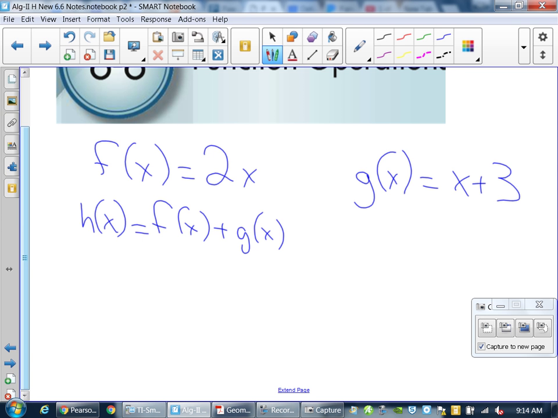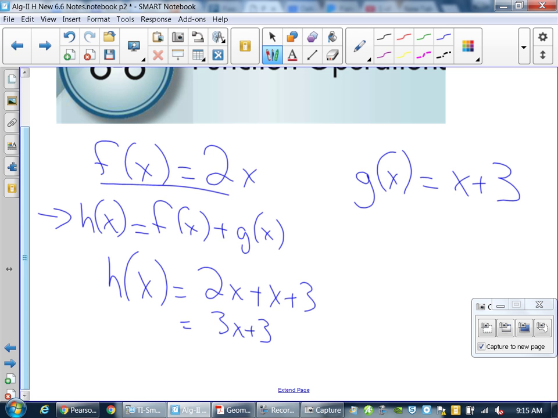Now, this new function h is made up of f plus g. Well, what's the f of x equation? It's 2x. So this newly formed equation would be 2x plus, well, what's the g of x equation? x plus 3. So what's 2x plus x plus 3? That's all it is. It is quite literally telling you what to do because they are going to give you specific equations. It is combined like terms. Okay? It is combined like terms.